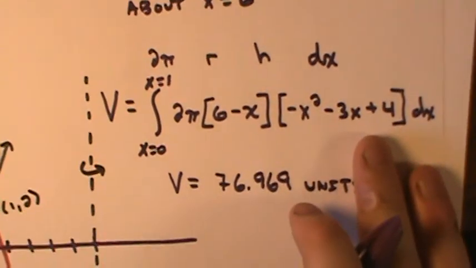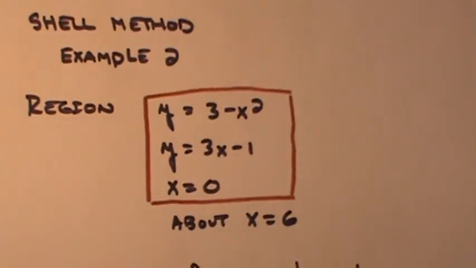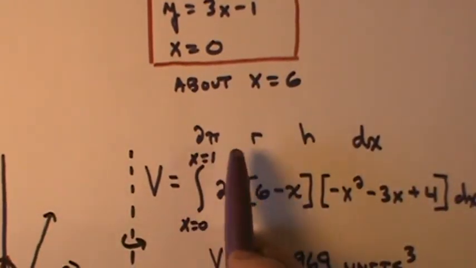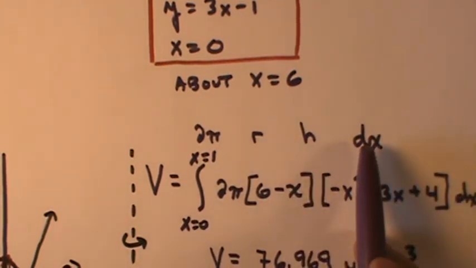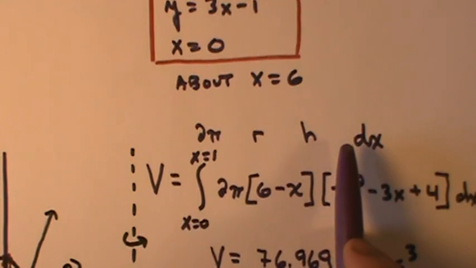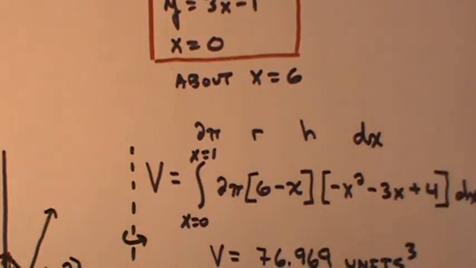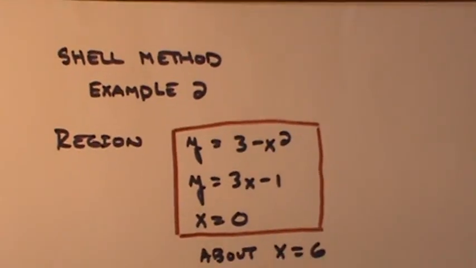And that would be our shell method, example 2, where we do the 2 pi r h times d of the opposite of whatever your axis of revolution is. Y-axis, you go do dx. X-axis, you go dy. Shell method, example 2.